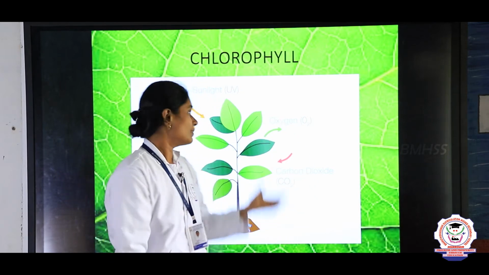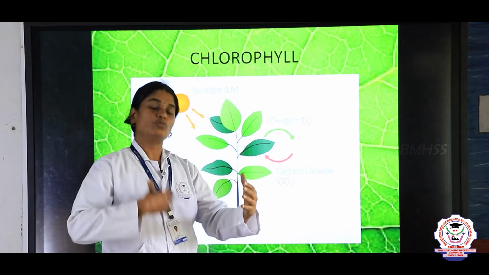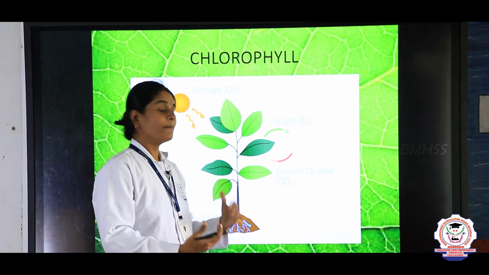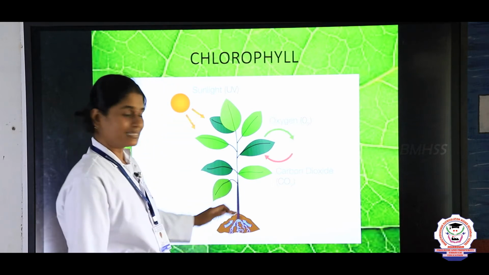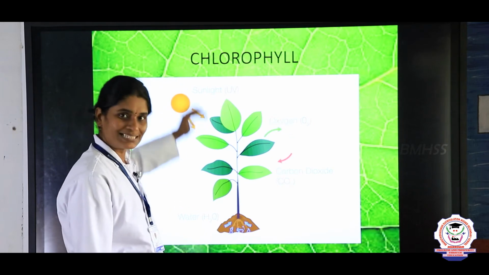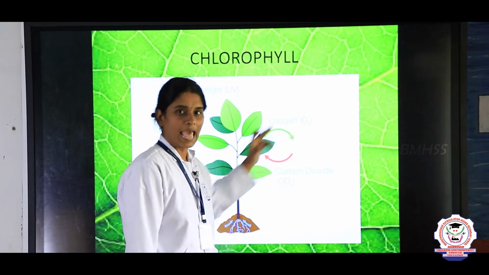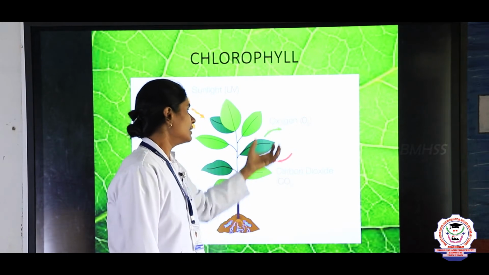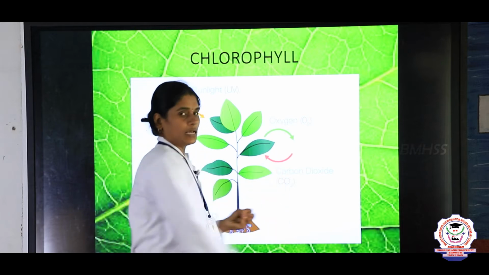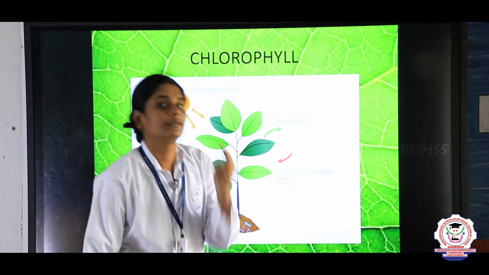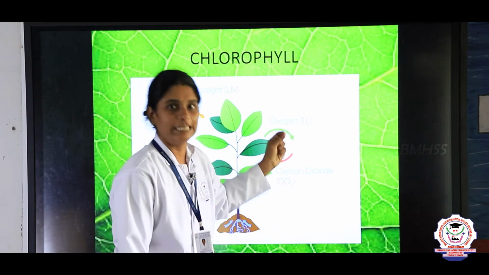The same way, the plants take up the raw materials and prepare the food. So, what are the raw materials? Sunlight from the sun, and carbon dioxide from the air. The carbon dioxide is absorbed from the air through the stomata. What is stomata? Stomata are air holes present in the leaf.